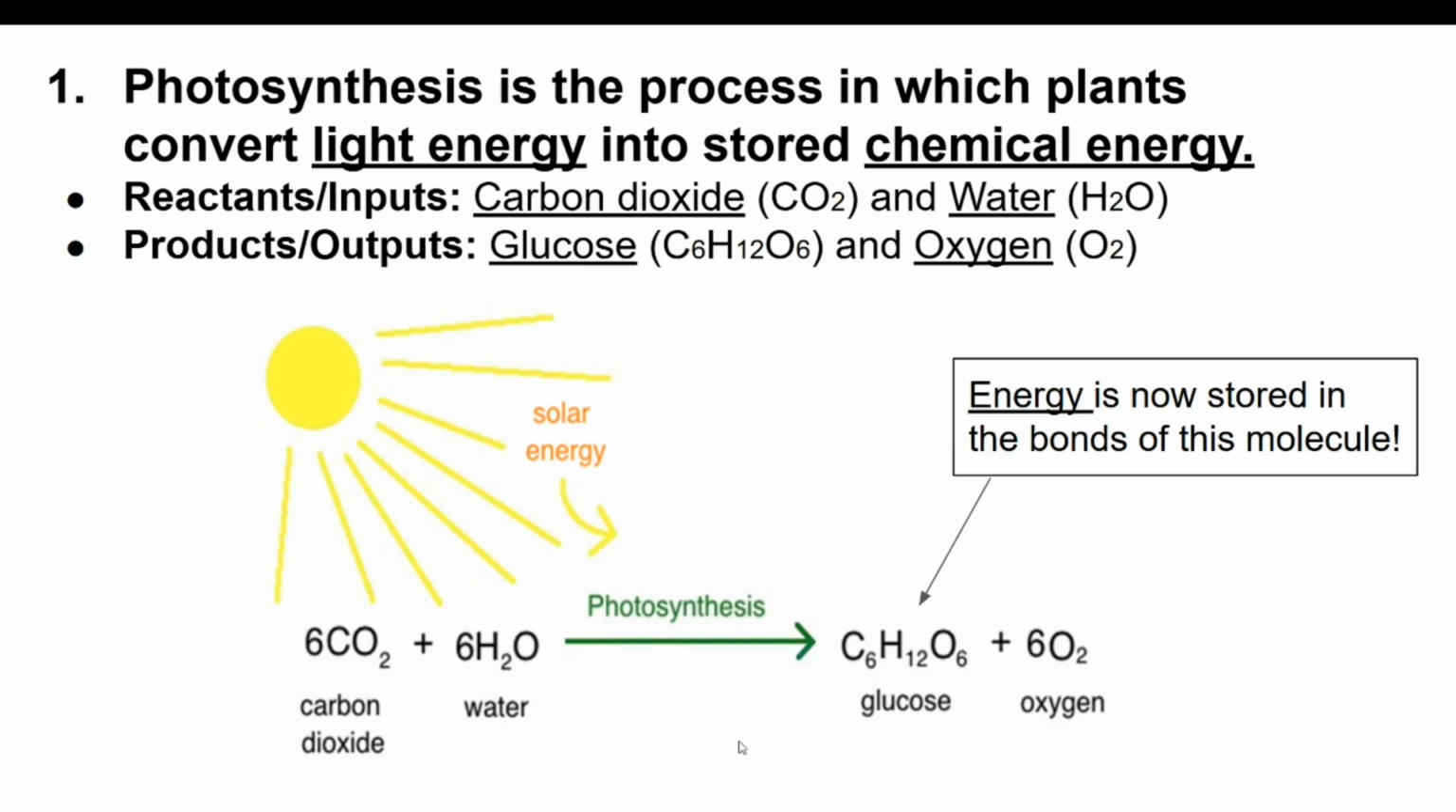I definitely encourage you to know this equation. It'll show up eventually on some form of quiz or test in the future, where you have 6 carbon dioxides plus 6 waters will give you 1 glucose molecule, and glucose is C6H12O6, plus 6 oxygens. Okay, so that's the full equation for photosynthesis.